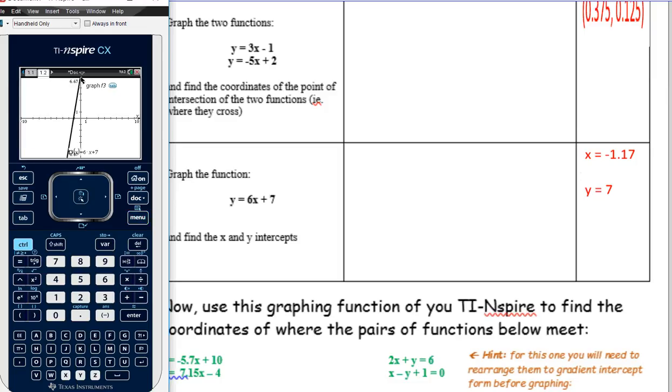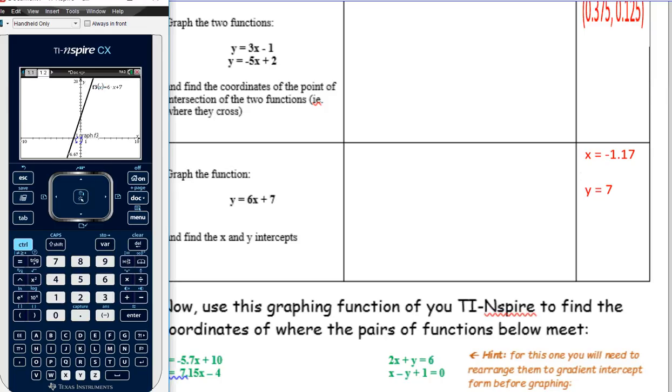So let's see, we can go to window zoom, window settings. I need my y-max to be a bit higher. So y-max, maybe I'll do it about 20 or something. Okay. So see, now I can see it. I've made the y-max go up to 20 instead of 6. So now I can see the x-intercept, I can see the y-intercept.